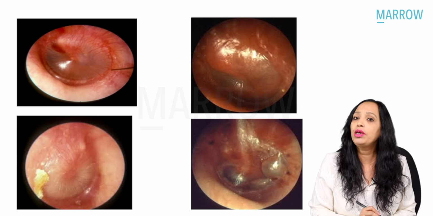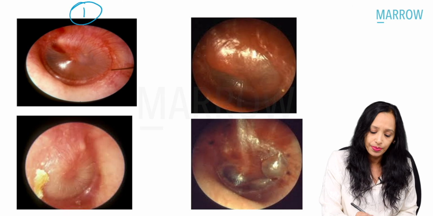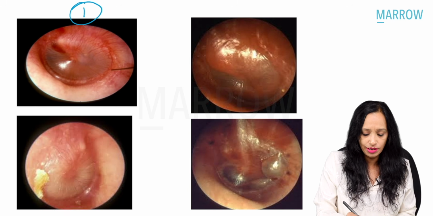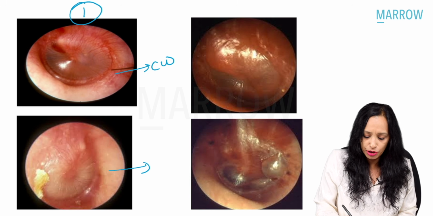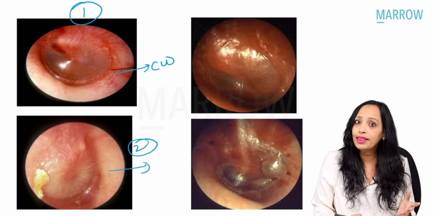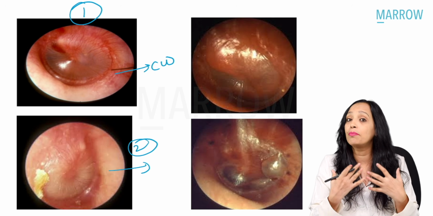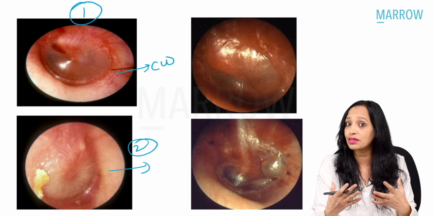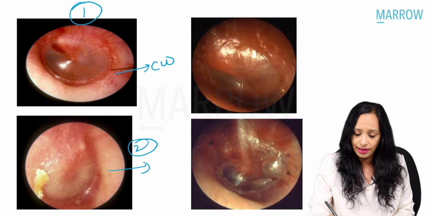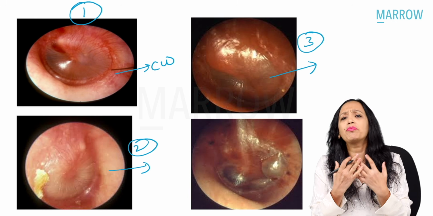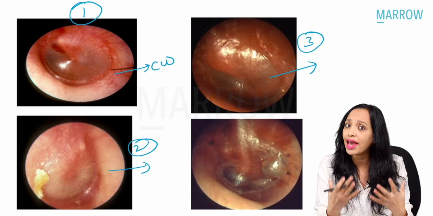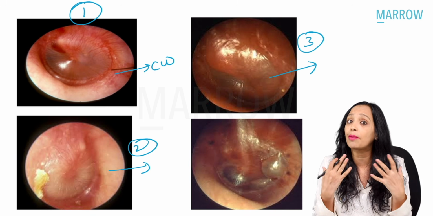So now tell me, what is this first picture? Very good. This is the cartwheel appearance of acute otitis media. Tell me the second picture. What is this? Again, this is acute otitis media, the bulging tympanic membrane. This is the suppurative stage. And what is this third picture? This is a very red congested tympanic membrane. Again, it is full and bulging. Again, this is acute otitis media, the suppurative stage.